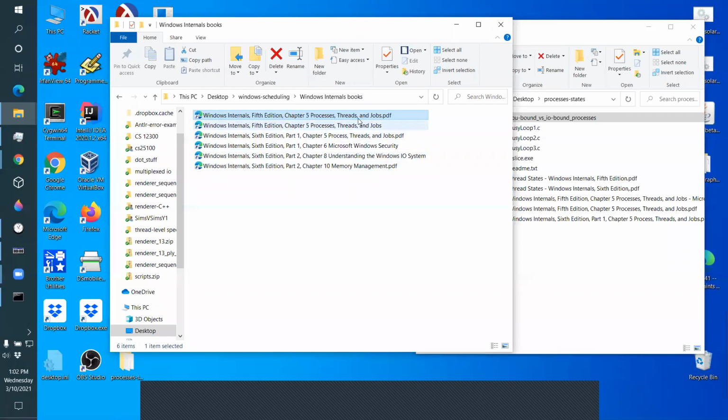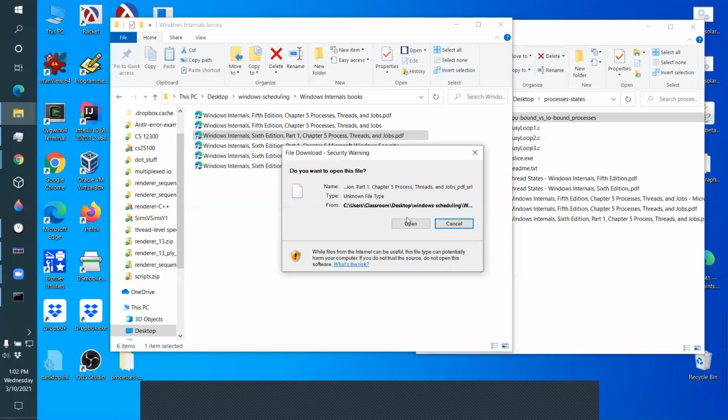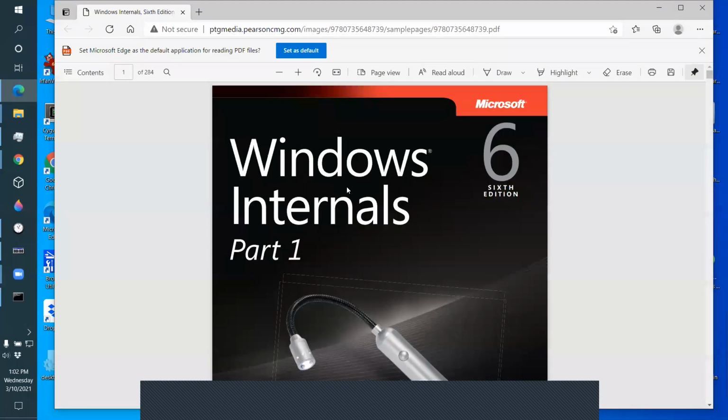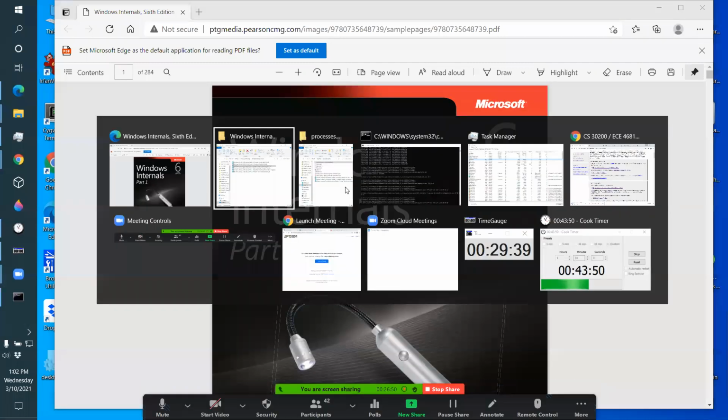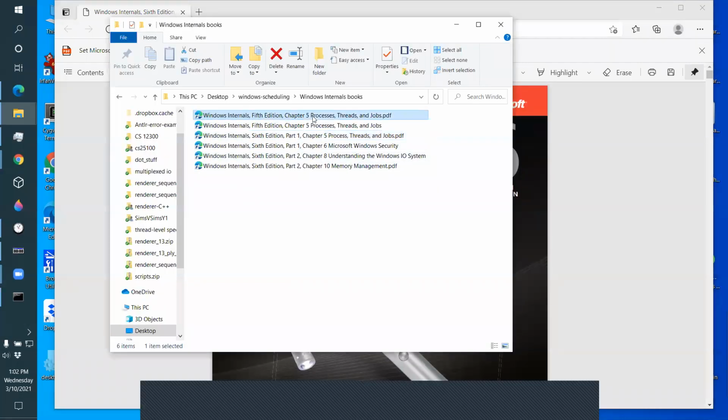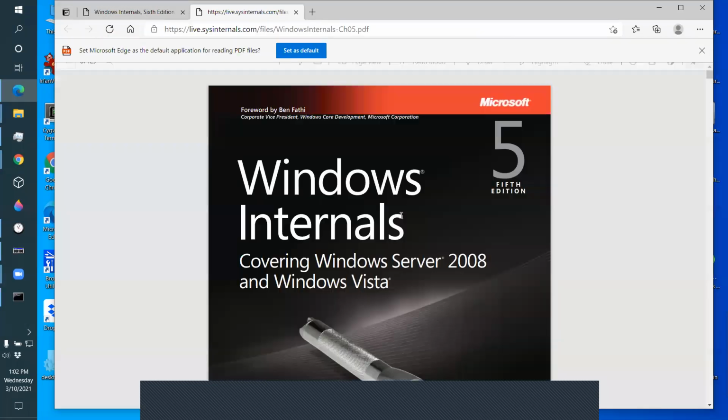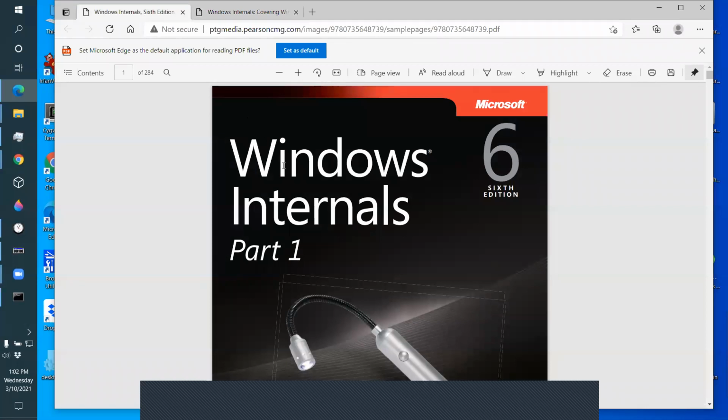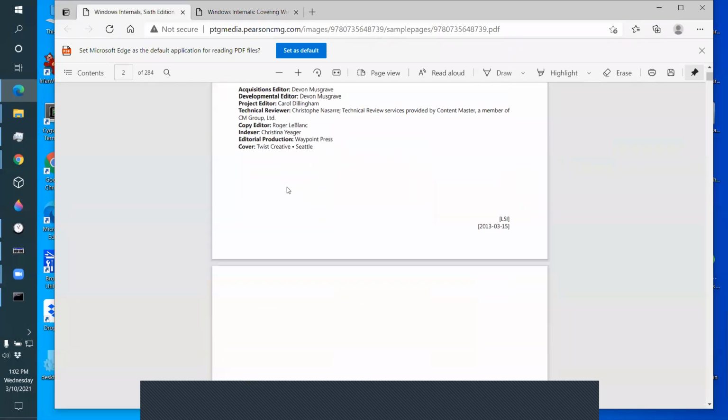And luckily, the chapter on scheduling is chapter 5. It's chapter 5 in the older edition, the 5th edition, and it's also chapter 5 in the 6th edition. It states chapter 5 in both editions. I think the current edition is the 6th edition.